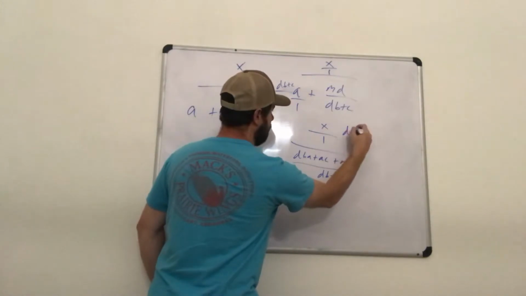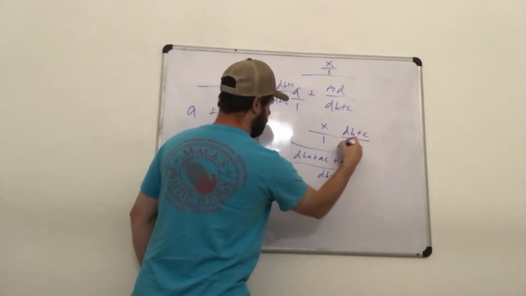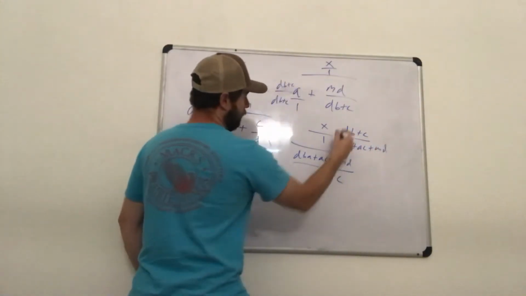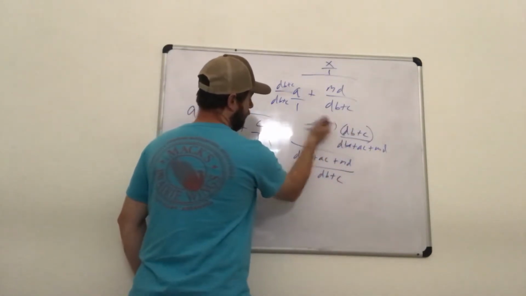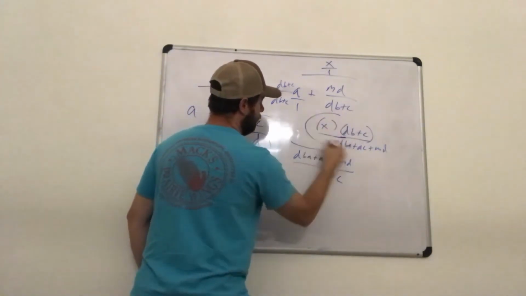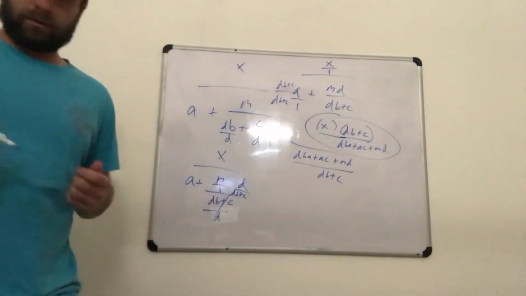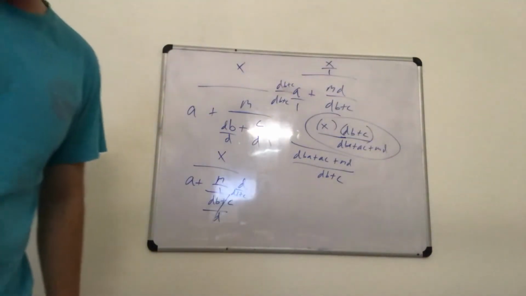Flip it and multiply, db plus c all over dba plus ac plus md. And of course you just distribute the x to that, and basically that is your answer. Not difficult, but it's just kind of the same thing over and over again.